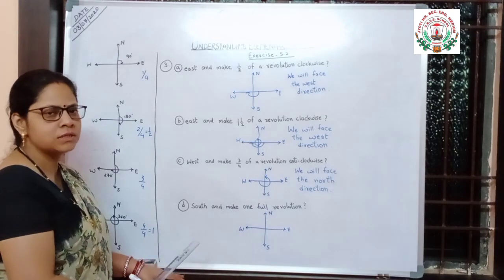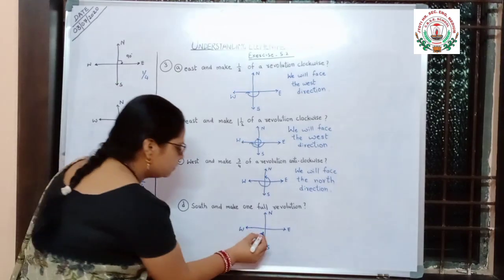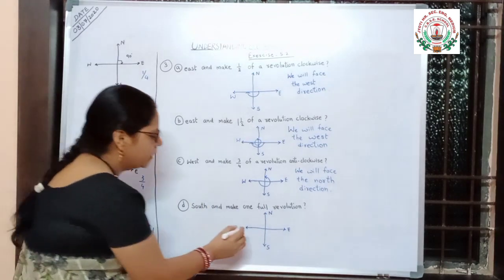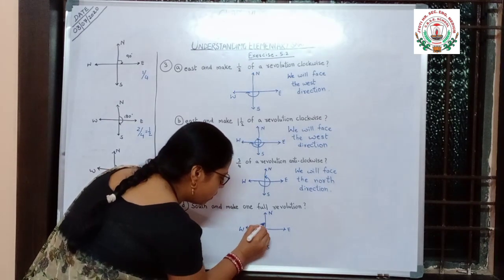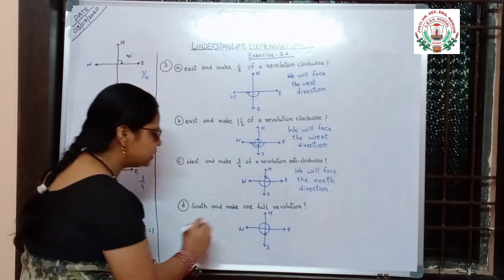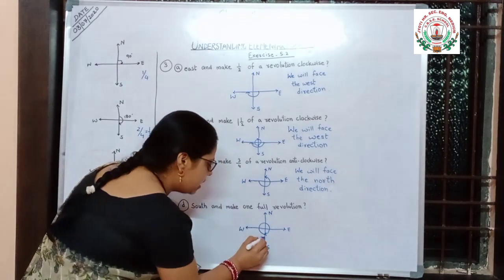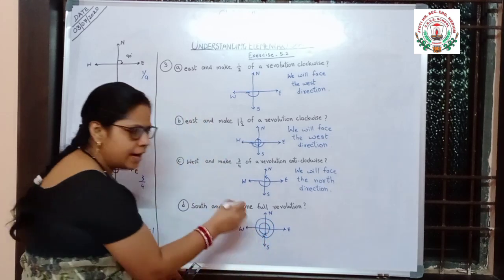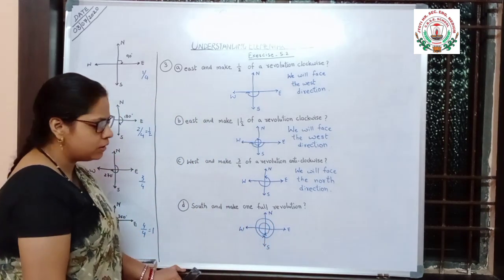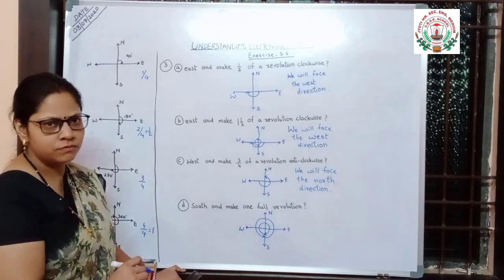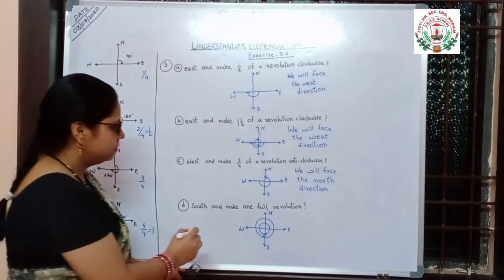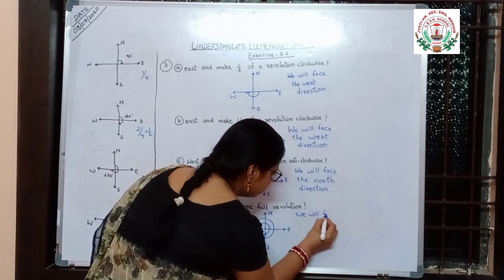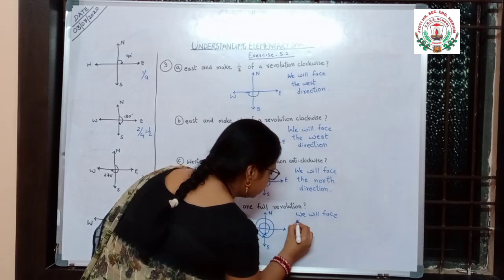Now the fourth part, facing towards the south now and making one full revolution. Full revolution is a complete circle. And nothing is given, clockwise or anti-clockwise. If suppose I am making it clockwise, again reaching the south only, and if I am making it in the reverse order, anti-clockwise, again reaching the south only, because it is a complete round, one full circle. So we will face the south direction.